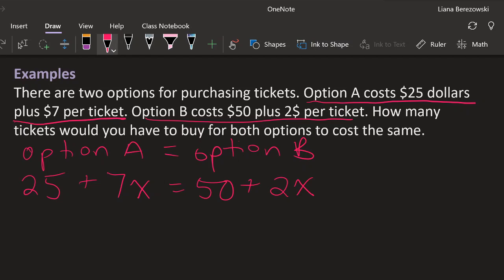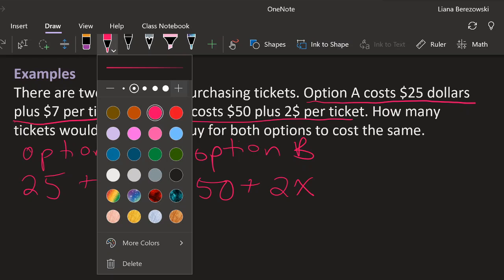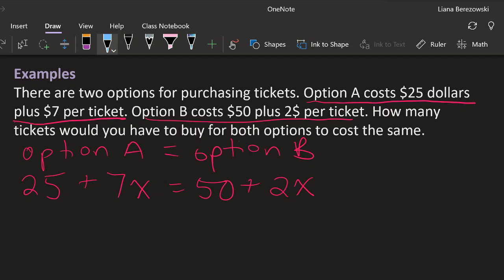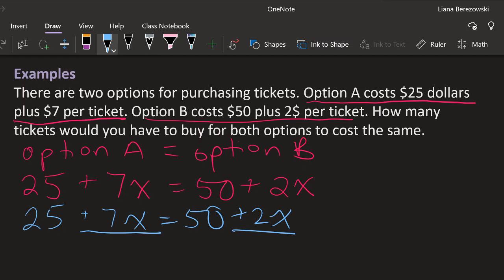Okay, so I'm going to switch colors to sort of keep the two different parts of the question separate. So the first part of the question is making the formula or the equation. The second part is solving it. So 25 plus 7x equals 50 plus 2x. So we have two positive terms here, a positive 7x and a positive 2x. When you have two positive terms, you move the smaller one. So I'm going to move this 2x. Right now I'm adding it. The opposite of that is subtracting. So I'm going to subtract 2x from both sides of my equation.